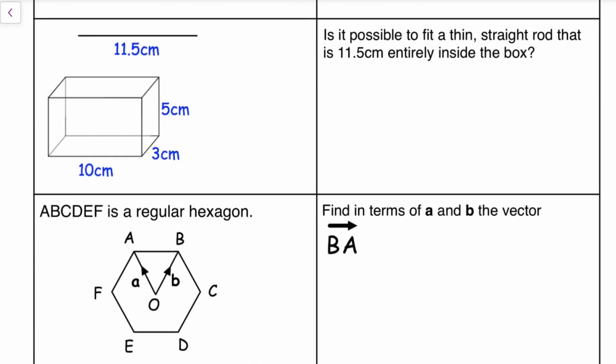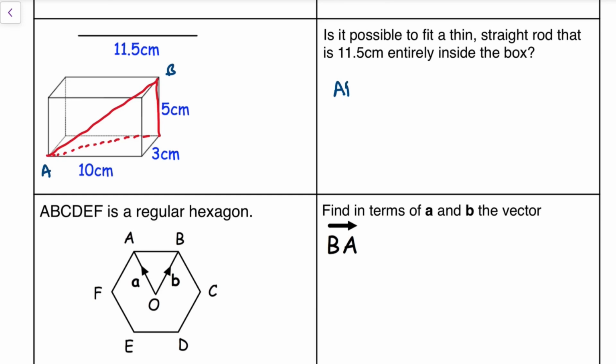Next question. Is it possible to fit a thin straight rod that is exactly 11.5 into the box? Okay, I like this question. This question is basically saying, in a very clever way, what is the length that gets me from the bottom corner to the opposite corner? If the rod is shorter than the length from the top corner to the bottom corner, that rod must fit. Again, it's basically asking what is that length? I'm going to call the corners A and B. What is the length from A to B?